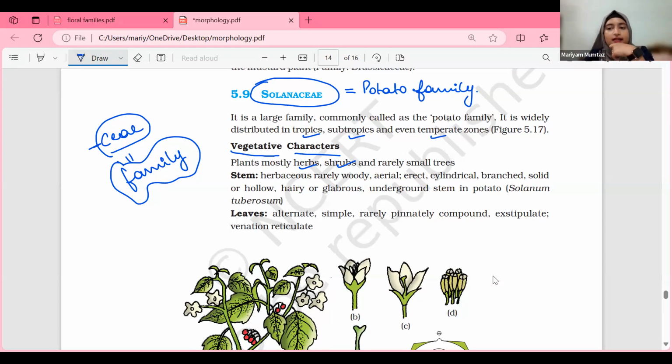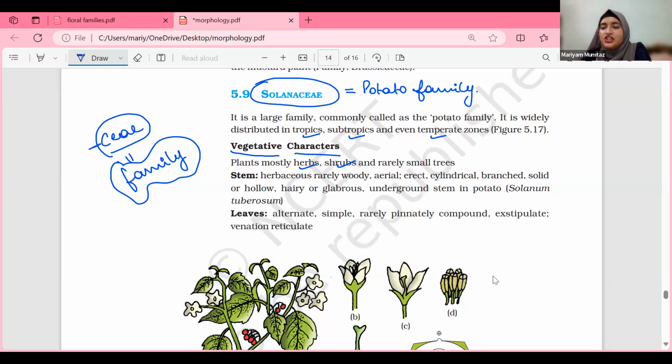Underground. Yeah, underground. So it means, have you ever seen a potato tree? No. Yeah, you're right. You haven't. There is no such thing. And where do tomatoes grow? On small plants. There are no huge potato plants, right?